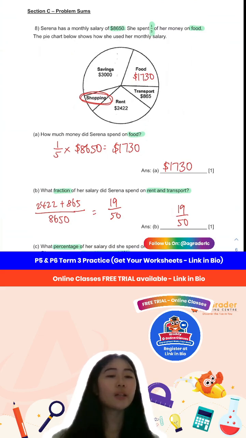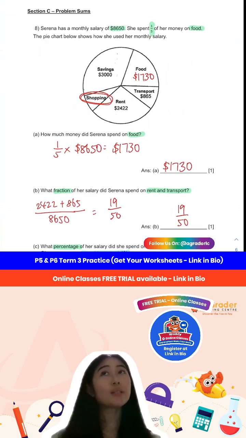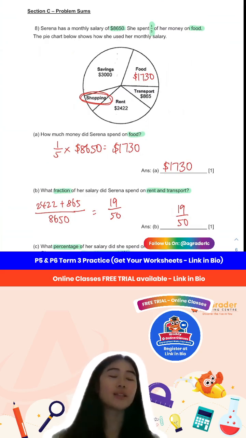Nearest 1% just means you round it to the nearest whole number. Nearest 1% means nearest whole number. It's the same thing.